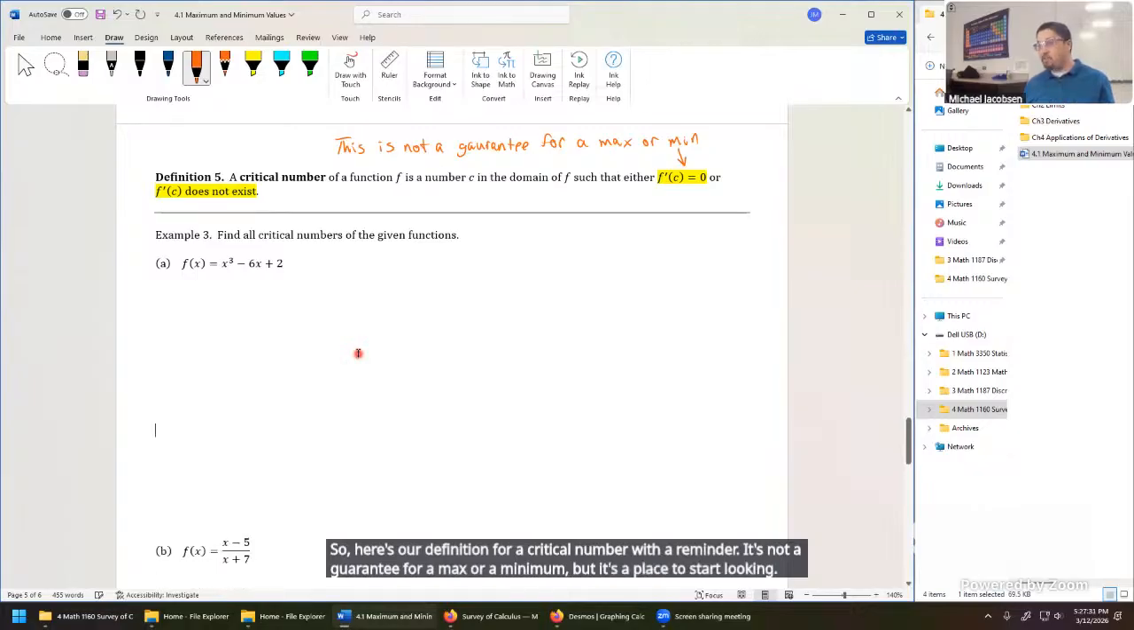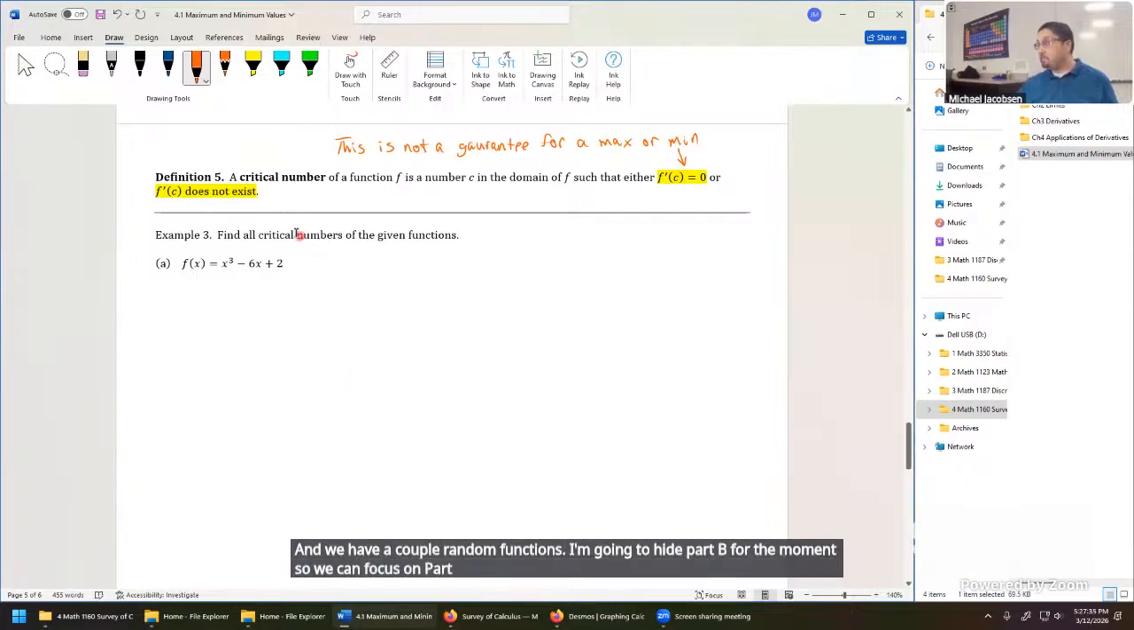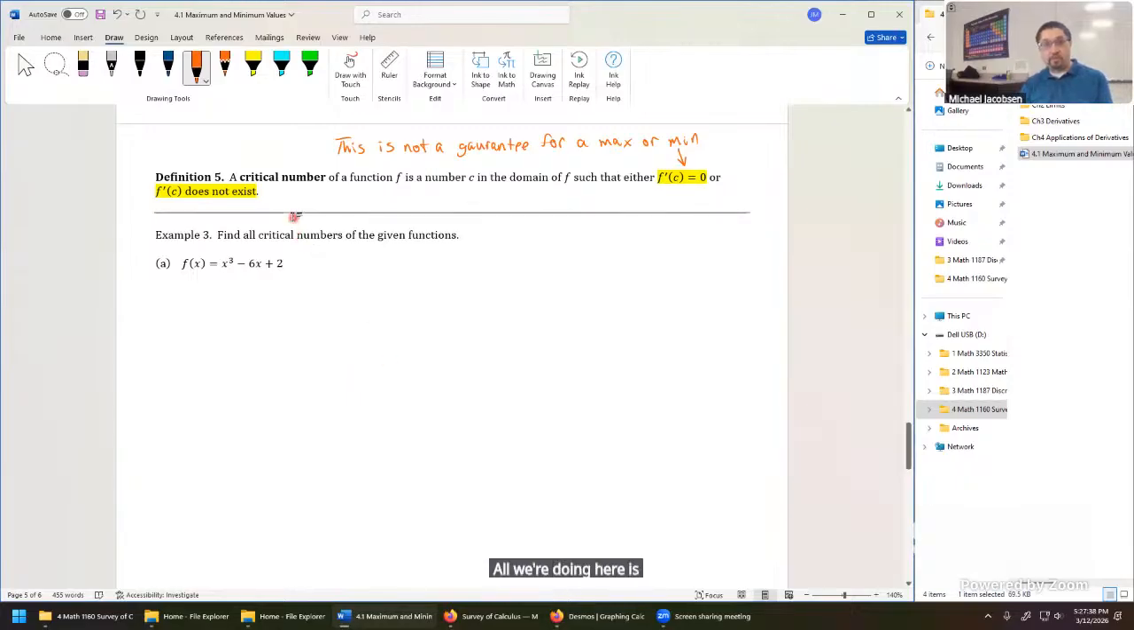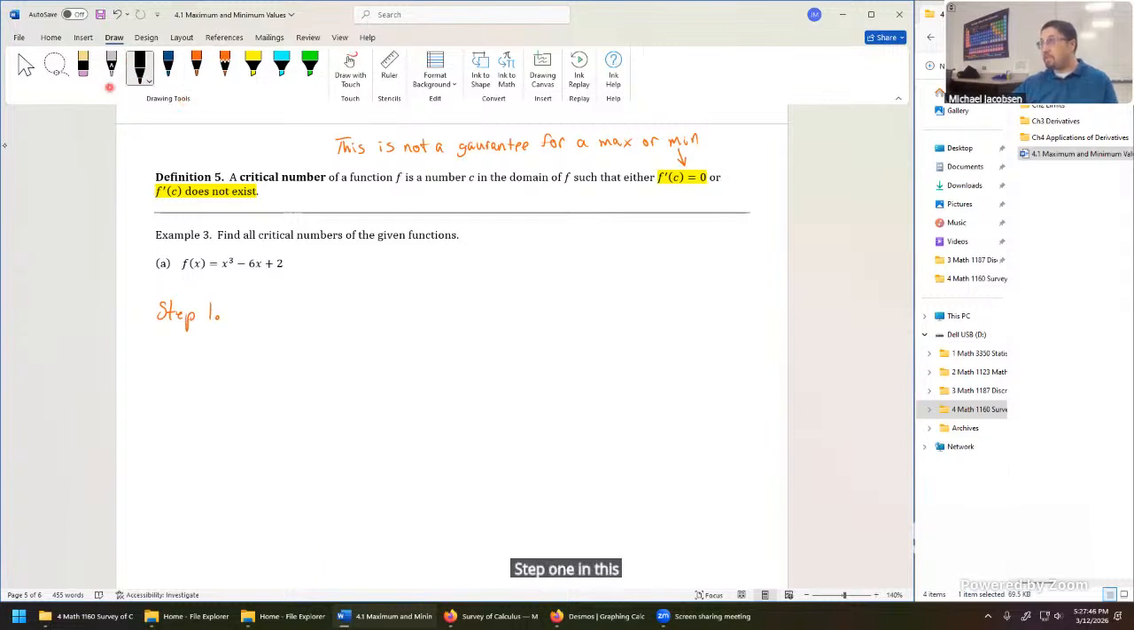And we have a couple random functions. I'm going to hide part B for the moment so we can focus on part A. All we're doing here is finding the critical numbers and then just stopping. So this is just practicing this as a technique. Step one in this process is just differentiate the function. So we go back to the chapter 3 methods.